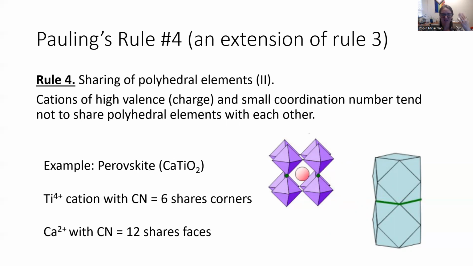However, calcium 2+, that's not a high charge, right? It's not really repelling things away from it very strongly. And the coordination number is 12, right? That means that it can be stable if it shares faces, right? Because that repelling isn't as strong. So the calcium part can share faces, the titanium part can only share corners.